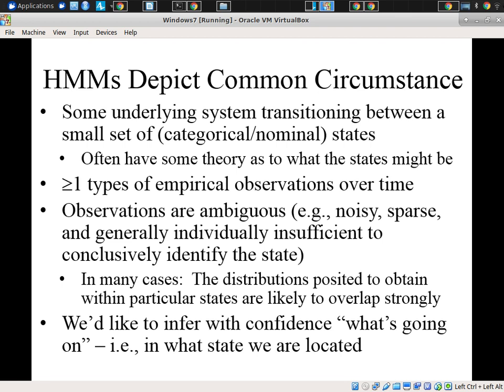And the goal here is we'd like to infer with confidence what's going on. In other words, what state are we located in at one time? Am I sitting now? Am I standing? And how does that change over time? Maybe our goal is to understand how much time people are spending sitting.